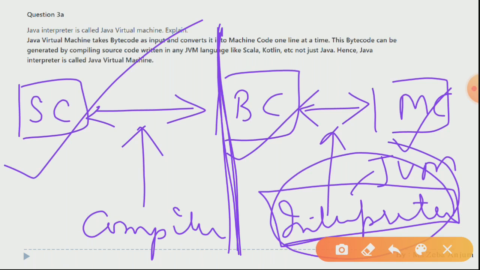Okay, but after you have converted this bytecode, it is basically your intermediate code, and your interpreter acts between your bytecode as well as machine code. So that is why your Java virtual machine and interpreter are interrelated, and we can use them as a common thing.